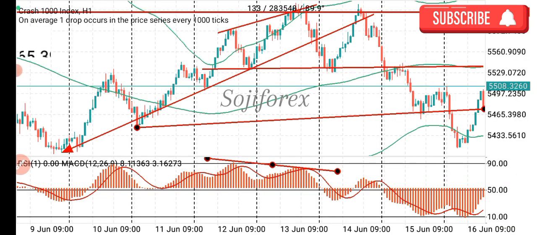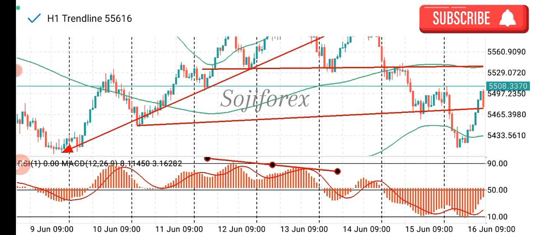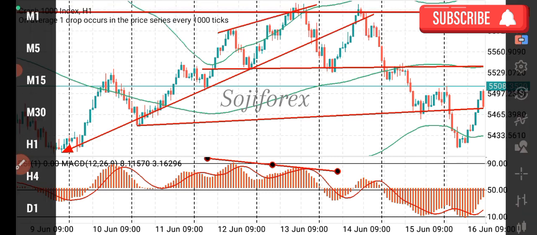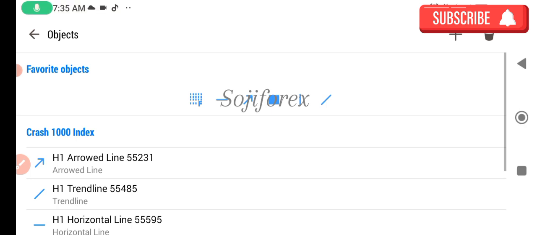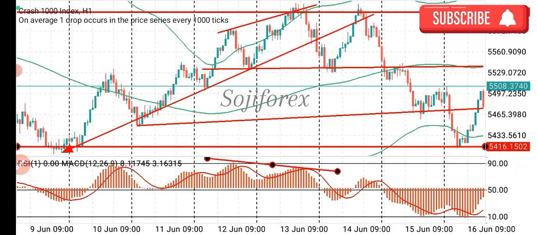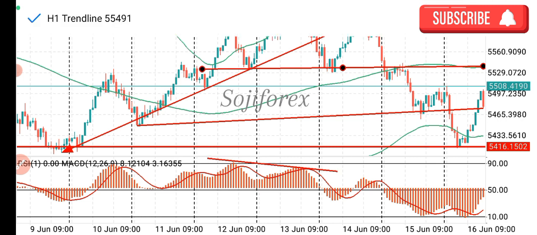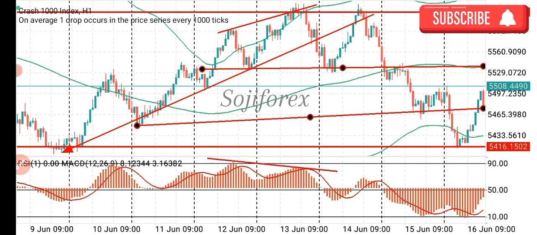We have another one here. So we've marked our area of support and resistance. It depends on how you are trading it. You can mark it as an area of support and resistance, or you can mark it as an order block.